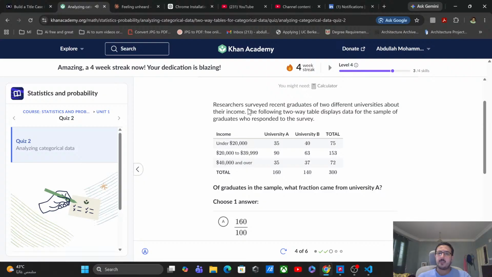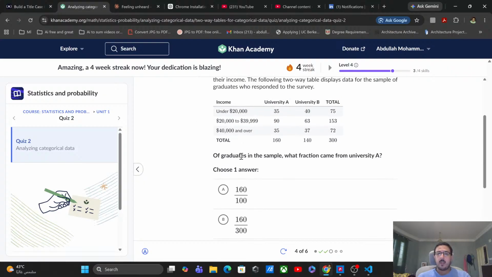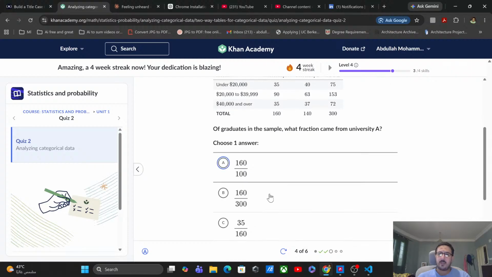Okay, researchers surveyed recent graduates of two different universities. Of graduates in the sample, what fraction came from University A? University A, what do you mean? This is all University A. 160 over 300.